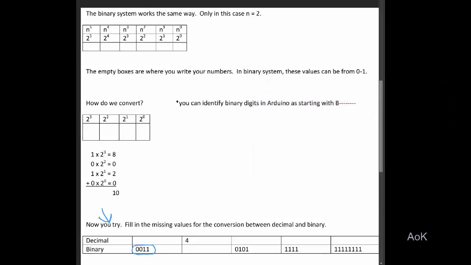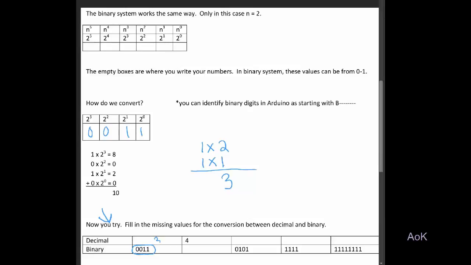Let's look at the binary 0011. In this case, there's a 1 in the second position and a 1 in the first position. This will add up to 3. So in binary, 0011 is equivalent of 3 in the decimal system.